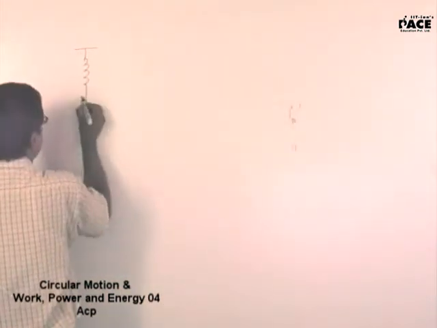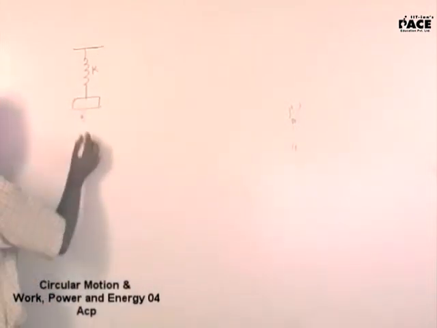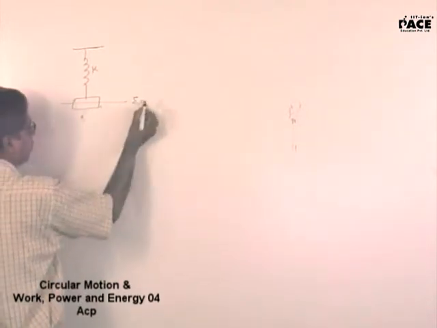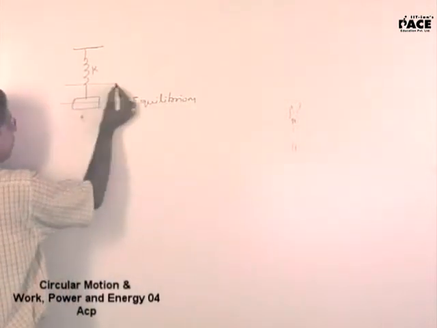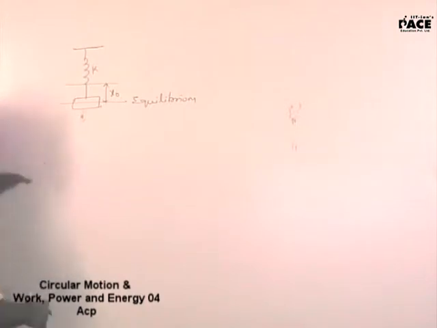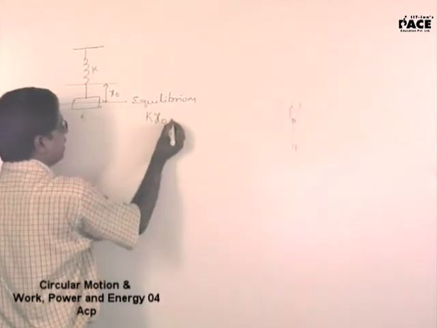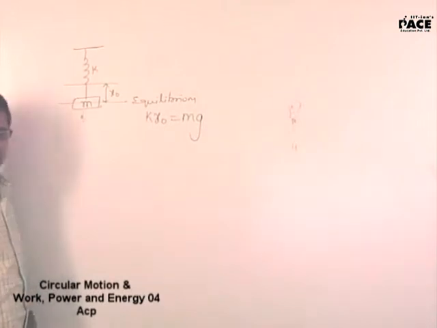Okay. Now consider this state. Suppose I have a spring block system. This is K. This is K. And it is in equilibrium. At equilibrium, if the elongation of the spring is x naught, from the unstretched position till the equilibrium, let the elongation be x naught. At equilibrium, I can write kx naught is equal to mg.